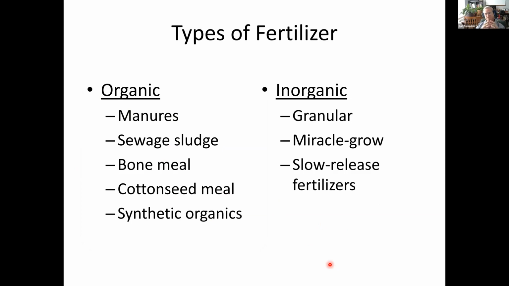There are different types of fertilizers out there. We have organic and inorganic fertilizers. Under organic fertilizers, we have manures, sewage sludge, bone meal, cottonseed meal, and then synthetic organics. You might ask yourself, what is a synthetic? Most of our modern day fertilizers that we use in the tree care industry are going to be a synthetic organic type, unless you run an all organic type.